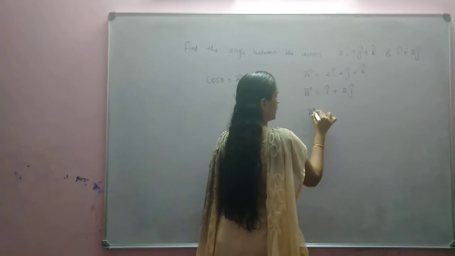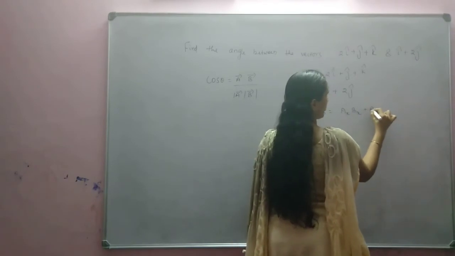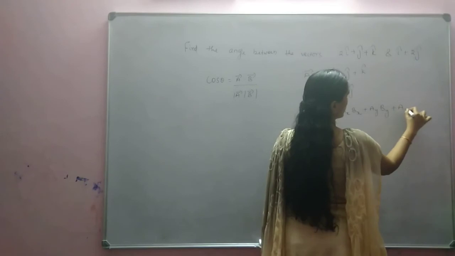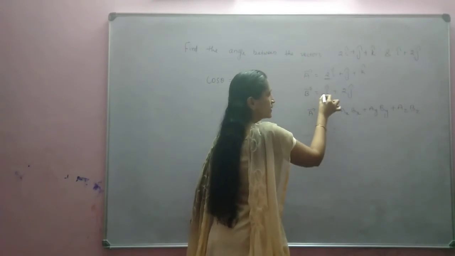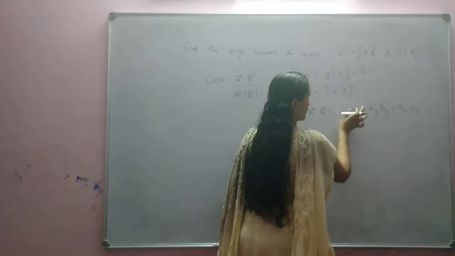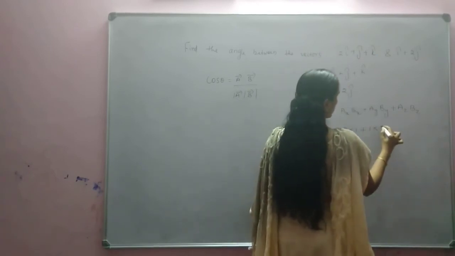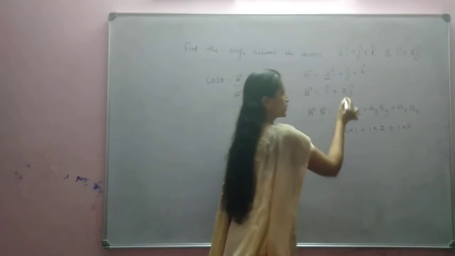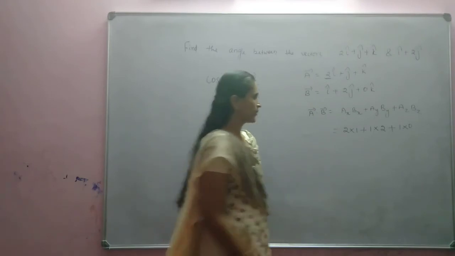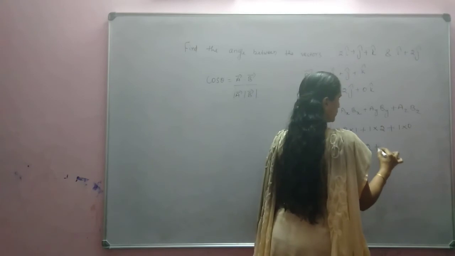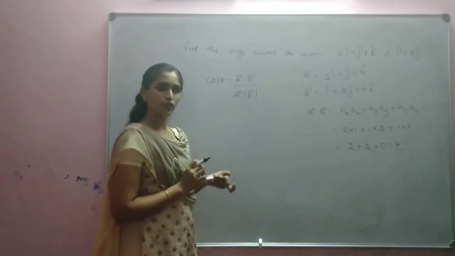So a dot b is equal to AX BX plus AY BY plus AZ BZ. What is the value of AX? 2. BX value is 1. So 2 into 1 plus 1 into 2 plus 1 into 0, because the k term is not there. If you are confused, you can write 0k or 0j for any term that is not there. So 2 plus 2 plus 0 is equal to 4. So you got a dot b as 4. Once you got a dot b is equal to 4, what can you do?